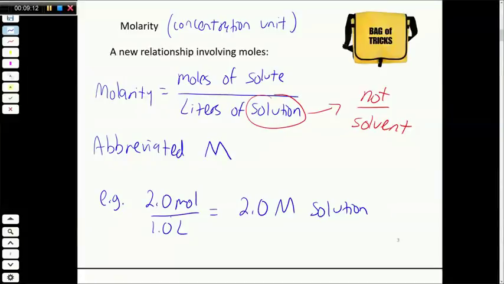Okay, but it is a relationship that involves moles. It's a ratio, so we should start thinking about how we can potentially use this as a conversion factor, as we'll see in a little bit here. But first, let's just talk about how to calculate molarity in just a slightly more complicated sense.